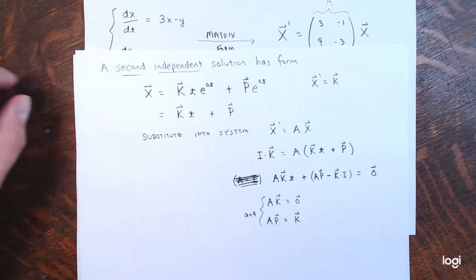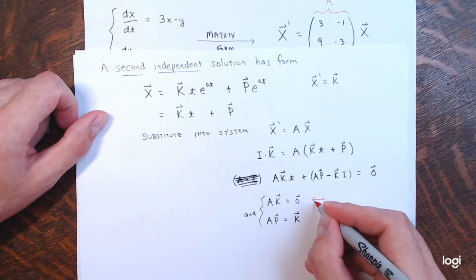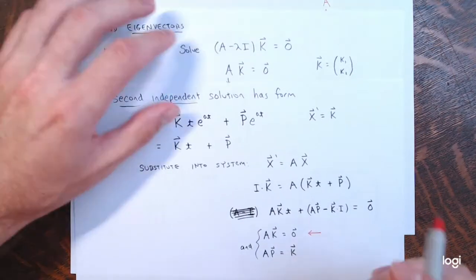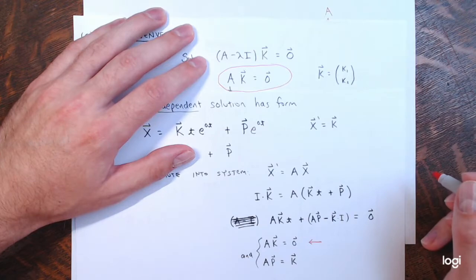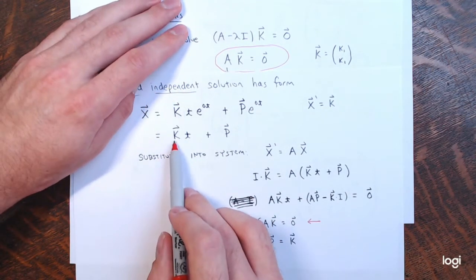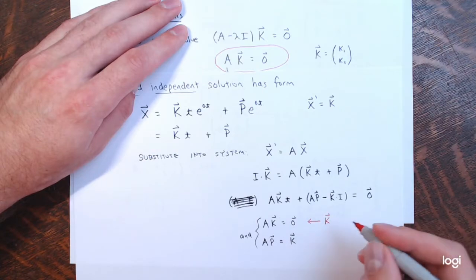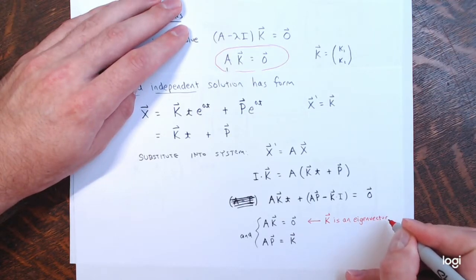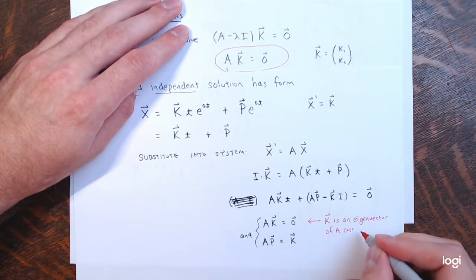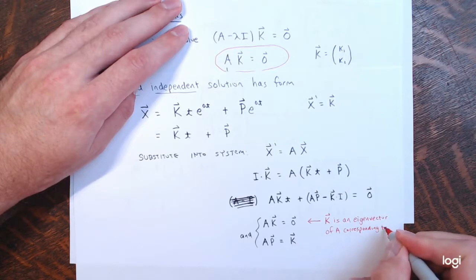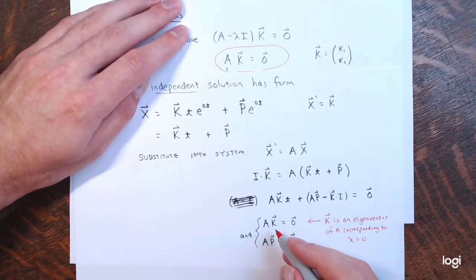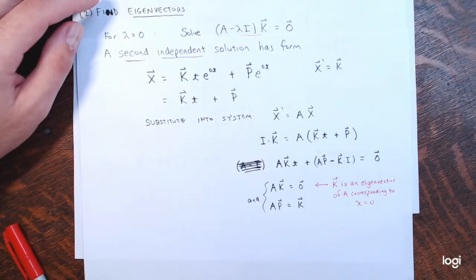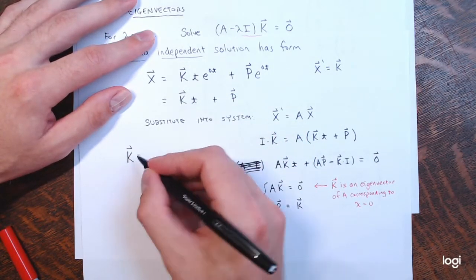Now, if you look at this first scenario, that's what we saw just a minute ago. A times k equals 0. So this vector k that I mentioned here is an eigenvector of A corresponding to lambda equals 0. So I can just make that k the vector 1, 3, like earlier, any eigenvector. So we can have this k here be the vector 1, 3.